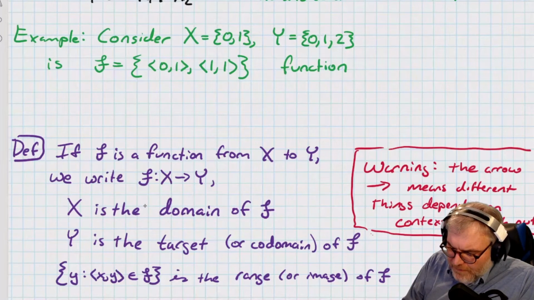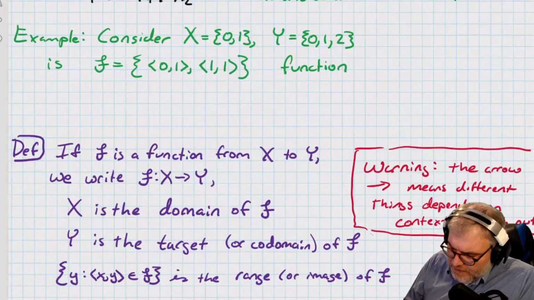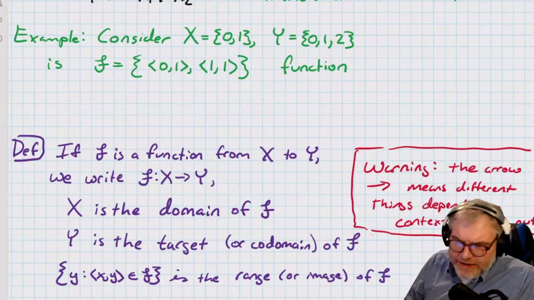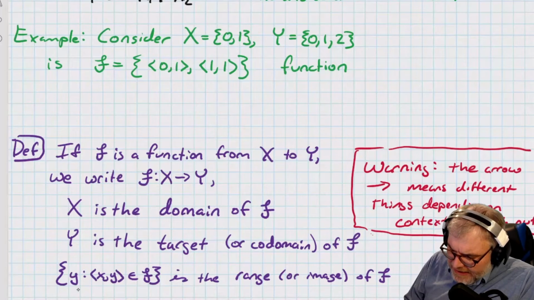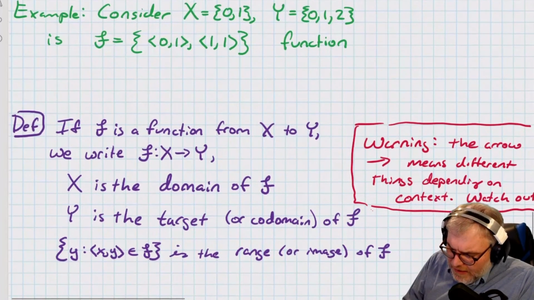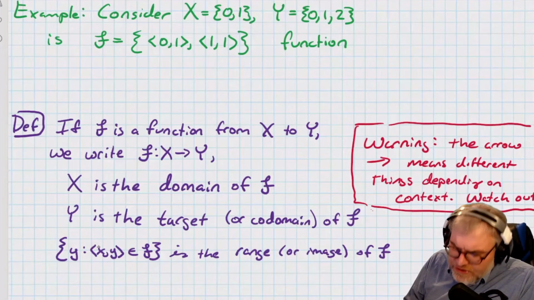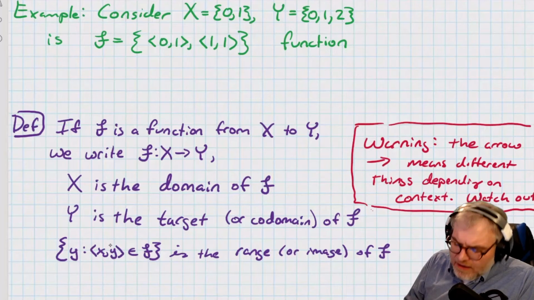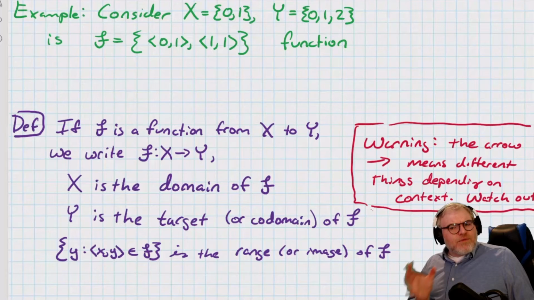X is called the domain. This big X here is called the domain. This big Y here is called the target, or codomain, of f. And neither of these is the range. Don't confuse the target with the range. The range is something different. The range is the Y's I actually hit. The target is the Y's that would be valid. The range is the ones I actually hit.